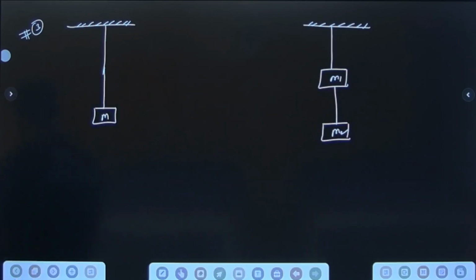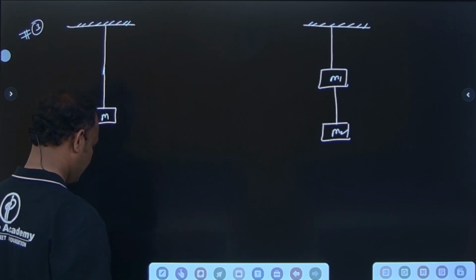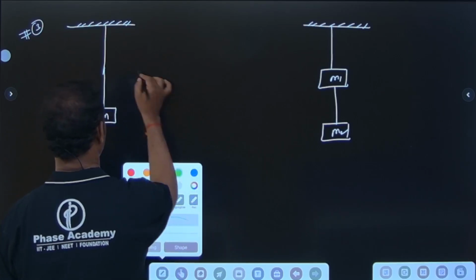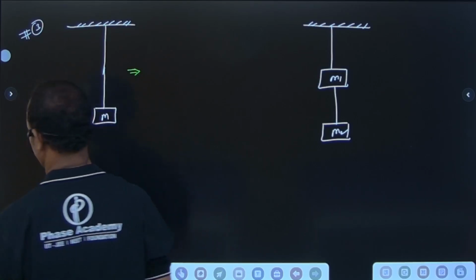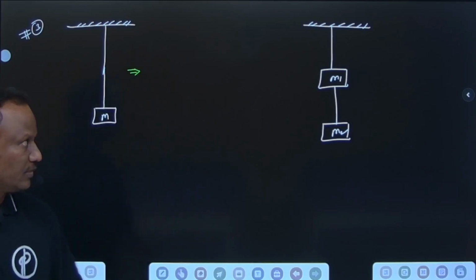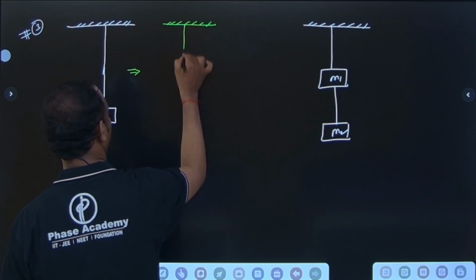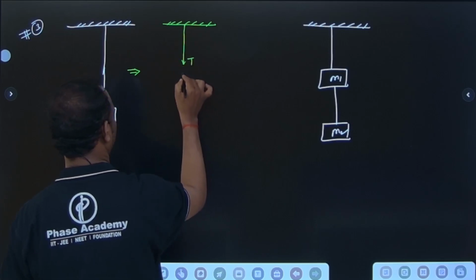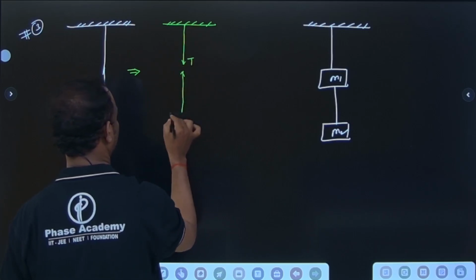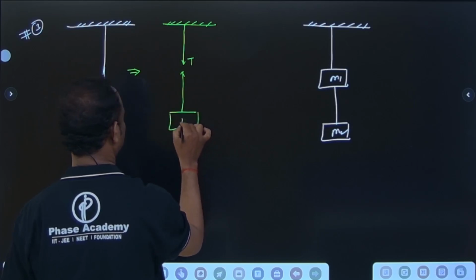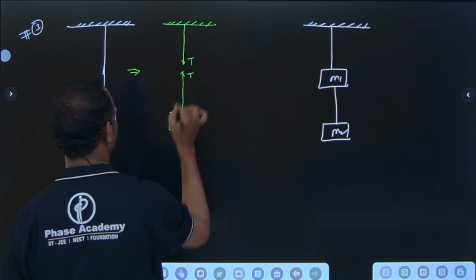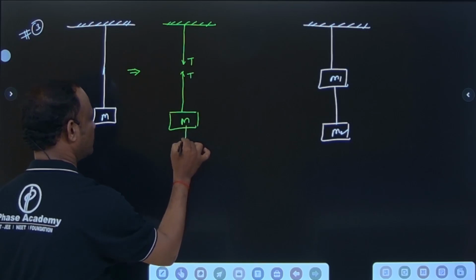String is ideal, that you remember, string is ideal. Draw the free body diagram. For drawing the free body diagram, this is what? Tension. Here is what? Tension. Its mass is m. This also T. Its weight is what? mg.